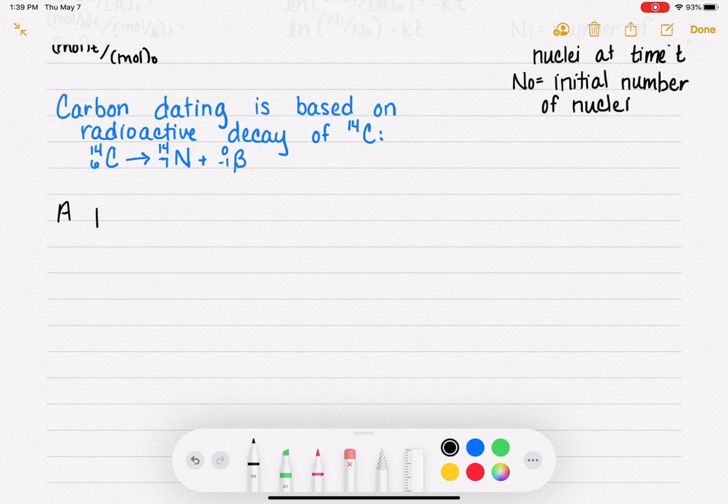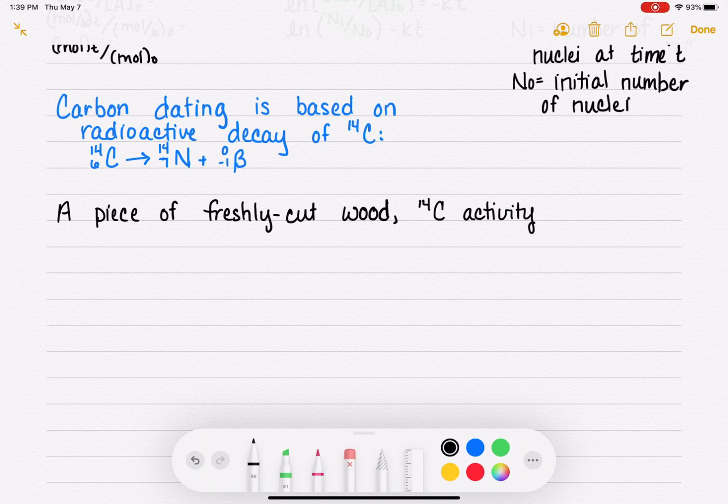If we have a piece of freshly cut wood, the carbon-14 activity for this particular piece of wood, and it's going to depend on the type of wood, is equal to 15.2 disintegrations, as in like falling apart, disintegrations per second.